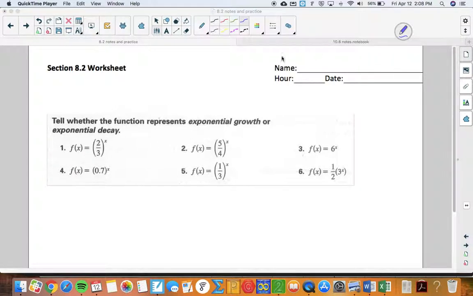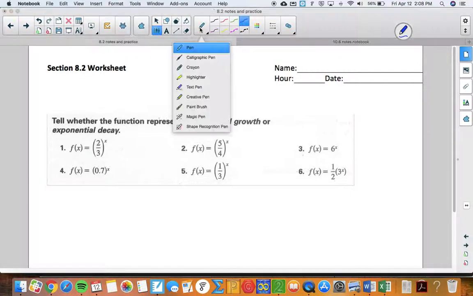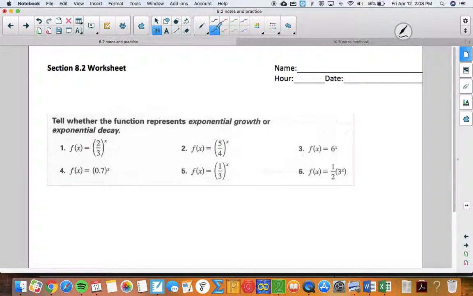Let's do the exercises, the practice off to the right. Good news, my pen's working well now. I'm super excited about that. Tell whether the function represents exponential growth or decay.